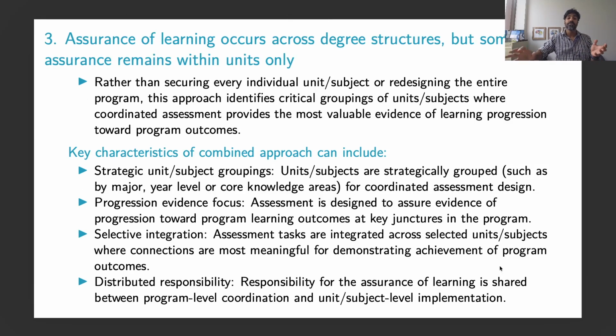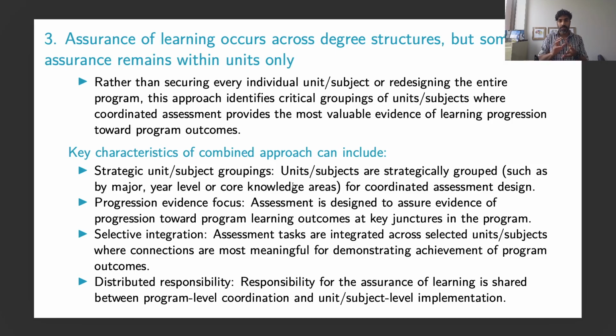Now, the third one was that hybrid approach that we had discussed. Rather than securing every individual unit or subject or redesigning the entire program, you identify critical groupings. For example, I teach a third-year statistics unit in psychology. There's a second-year one and a first-year one. Those could be grouped into one where we're coordinating skills that progress through that progression, as well as Gen AI competencies and foundational skills. That leads to strategic unit and subject groupings.